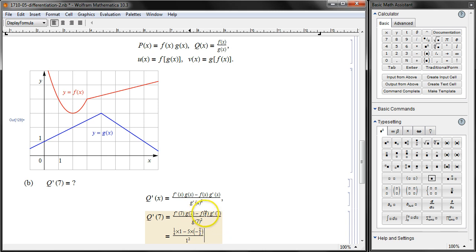How about f of 7 times g prime of 7? Function value here, the y coordinate, times g prime of 7. Here, the slope of this line segment. That's how you get 5 times negative 2/3. You can run your computation, but I think it's a waste of time. You can do it with your calculator. So let's just move on.